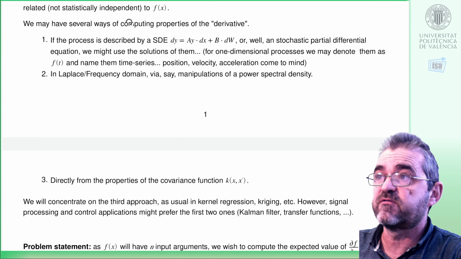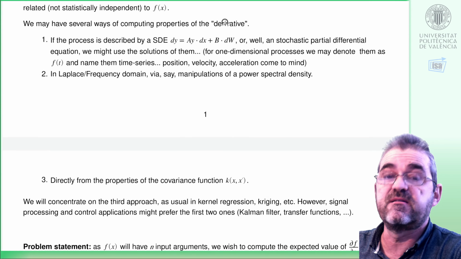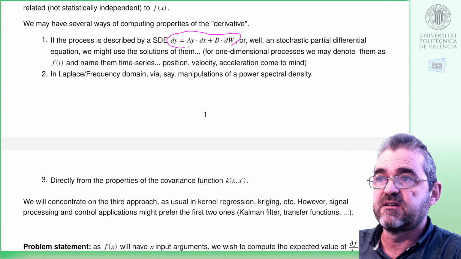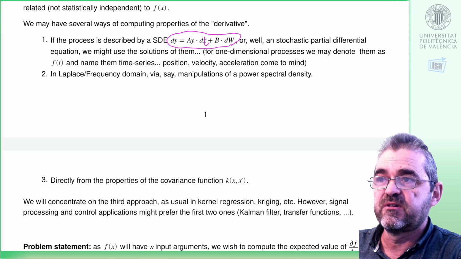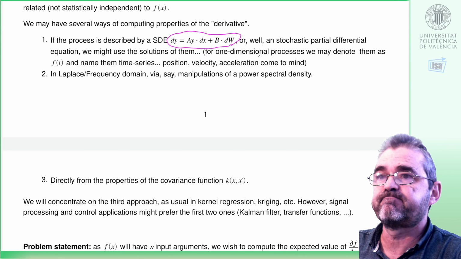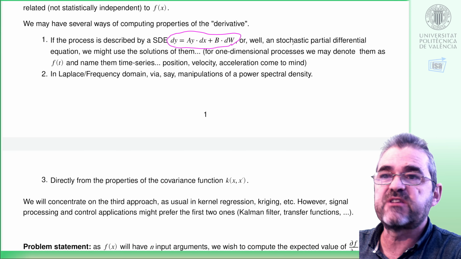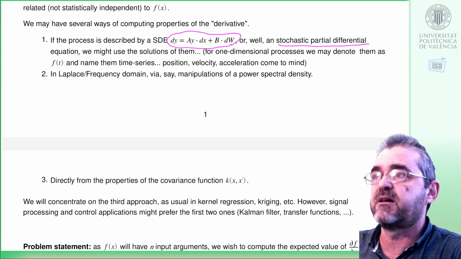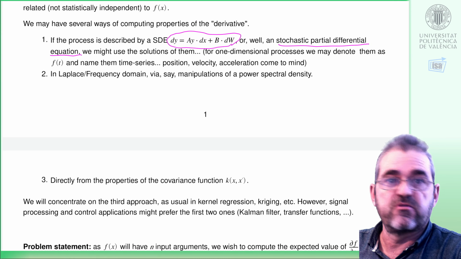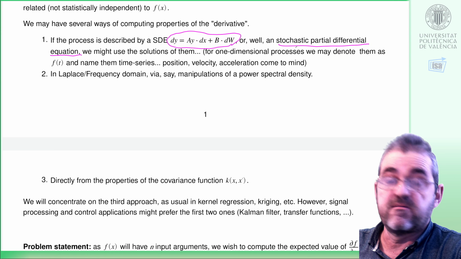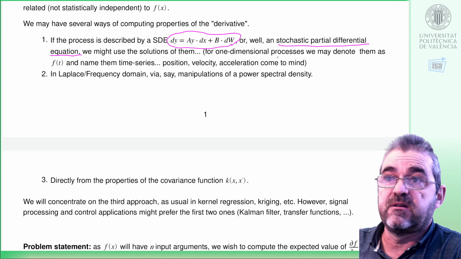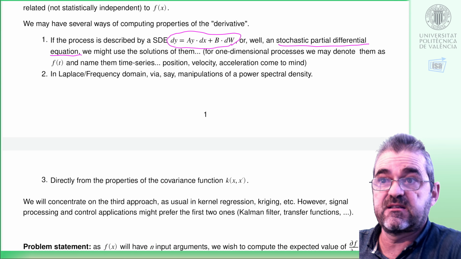We may have several ways of computing statistical properties of the derivatives. We may have, say, a stochastic differential equation. In control engineering, we are used to name this thing time and this thing state, but it's a matter of notation. If x is multidimensional, then we'll have a stochastic partial differential equation. There may be solutions to them, matrix exponentials or things like that. That will be one way of doing these things. And in fact, it's kind of things done in Kalman filtering to estimate speeds, etc.